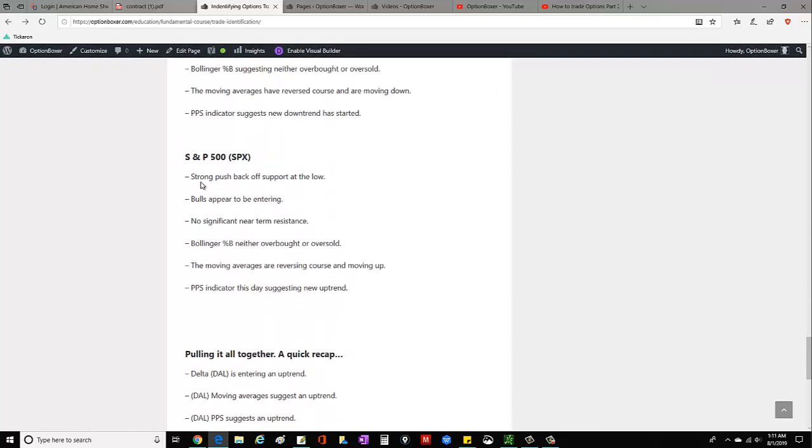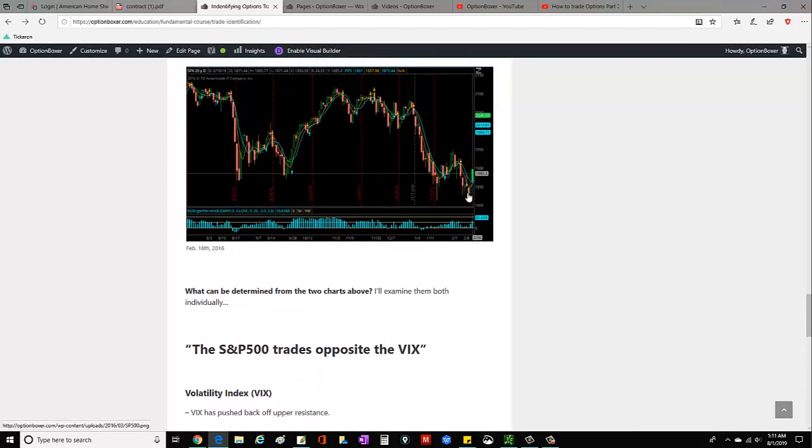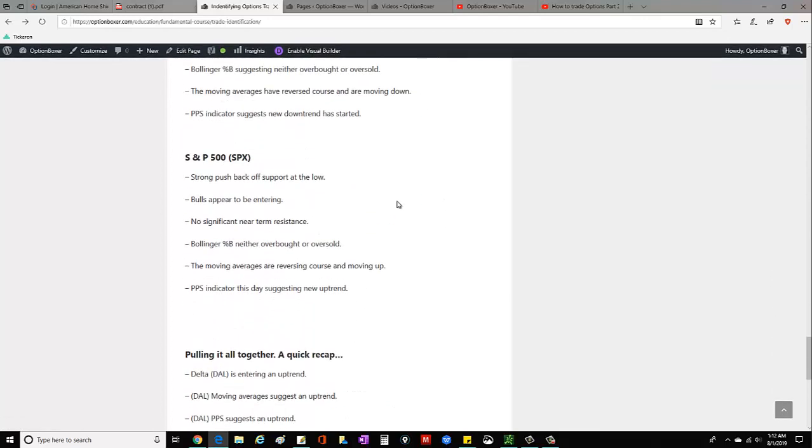So we'll look at the S&P. We got a strong pushback off of support at the low. You can see here it's kind of the same looking chart as Delta a while ago. We've got a strong pushback now off of this double bottom. You can see price stalled out very near the 1800 level right there where my little hand cursor is, and it's pushing back higher. We do still have some room before we see resistance up here around 1950. So it's looking like a potential candidate here to trade.